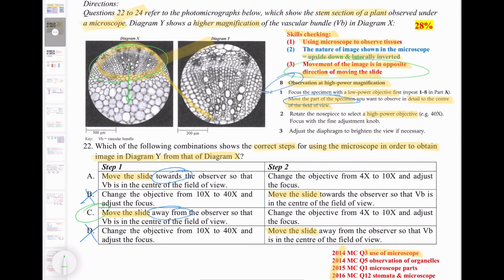And for step 2, just play safe to check that the objective, we need to change it from 4x to 10x to make sure there will be a high power magnification.